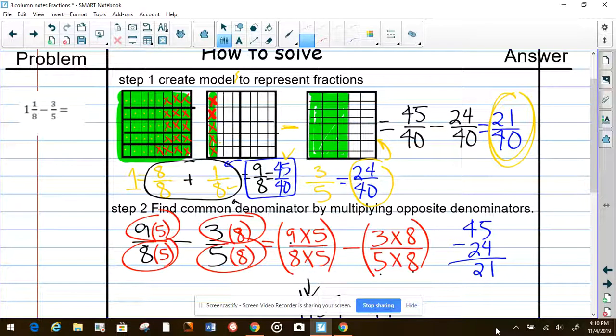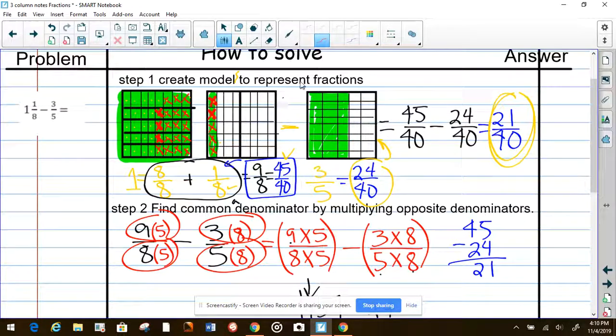Let's see what happened. We have to subtract 24. Oh, I know what it is. We subtracted 21, but we need to subtract 24. Let's see. 1, 2, 3, 4, 5, 6, 7, 8, 9, 10, 13, 14, 15, 16, 17, 18, 19, 20, 21, 22, 23, 24. Okay, there's our mistake.